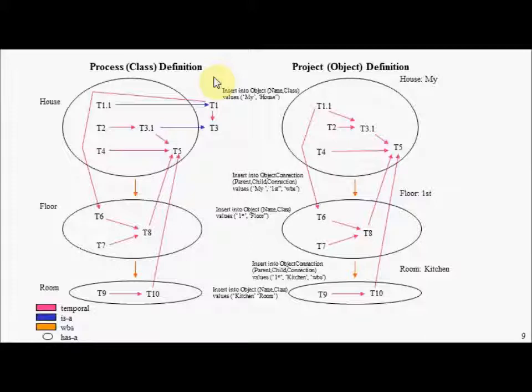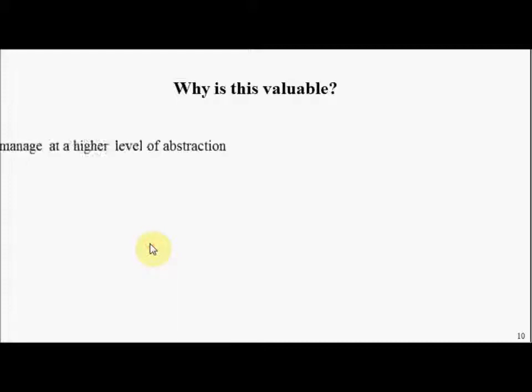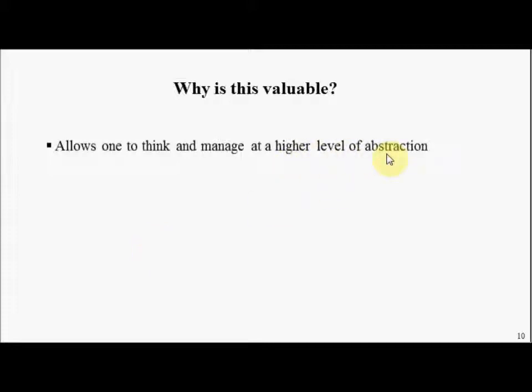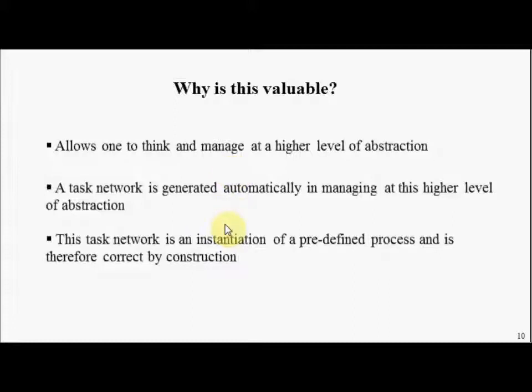So we've in fact introduced a new paradigm, a very powerful way of defining and instantiating a project plan. So why is this valuable? First of all, I claimed I was able to demonstrate the ability to think in terms of a higher level of abstraction. So if we predefined an entity such as a house, in instantiating it, we automatically get its definition instantiated automatically for us. A task network is generated automatically from this higher level of abstraction. So in effect, we're able to create a PERT chart by instantiating this process definition. And because we are instantiating a process definition, we've predefined it, the project plan is going to be correct by construction.